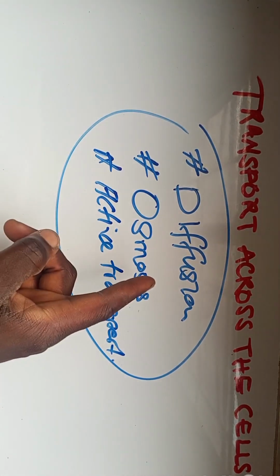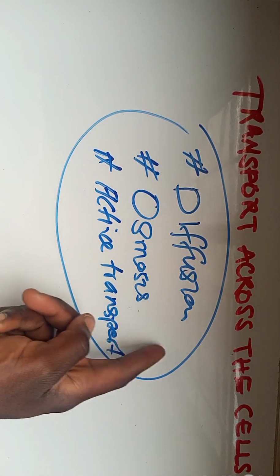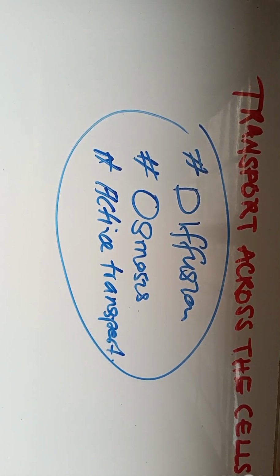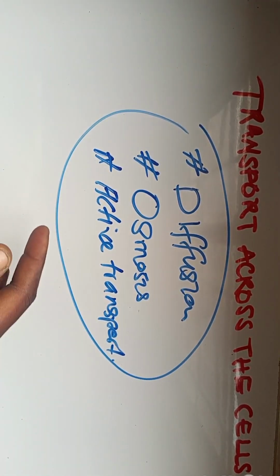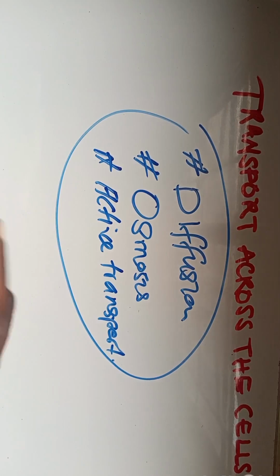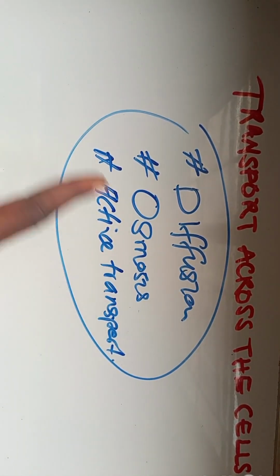For nutrients, water and other things to enter the cell or come out of the cells, and for waste products to enter the cells or come out of the cell, they pass through these three things.